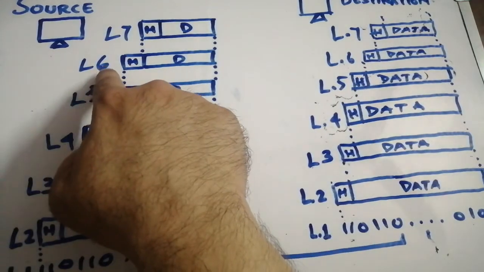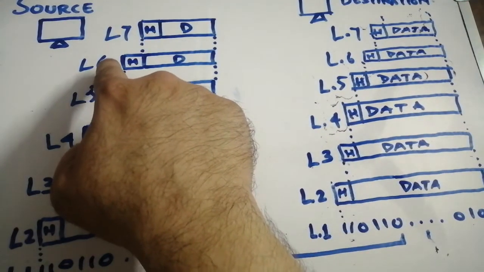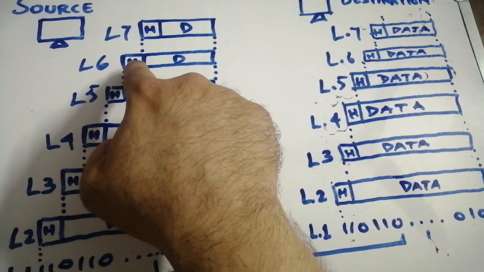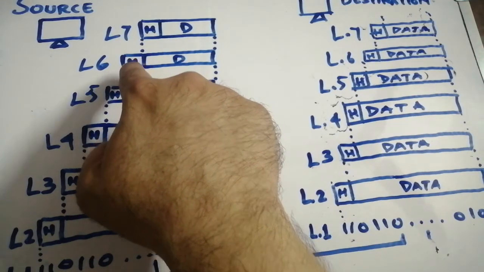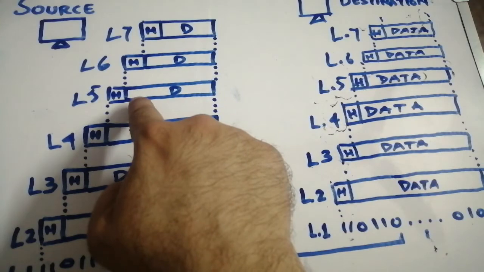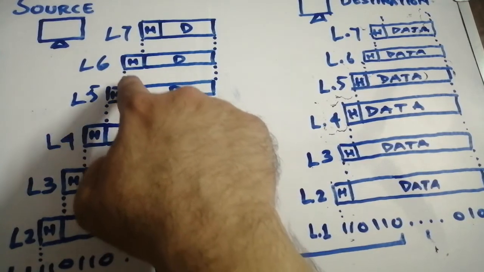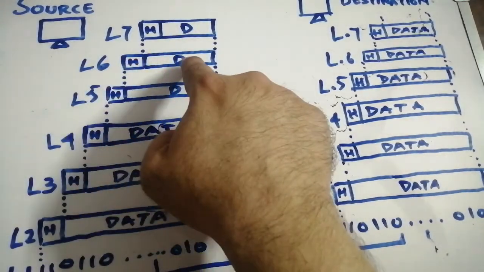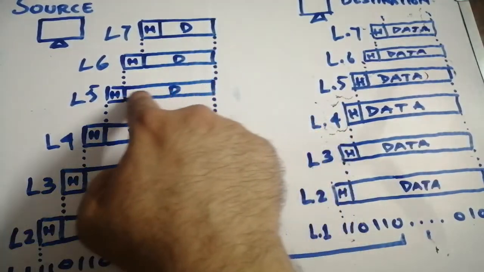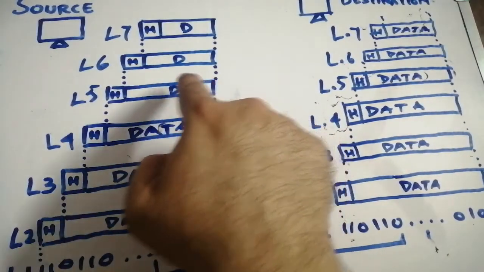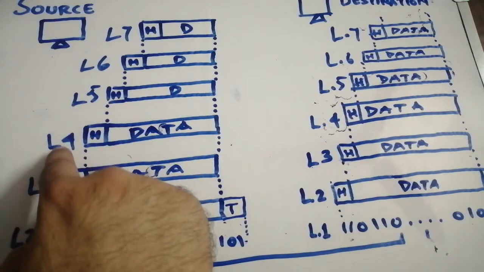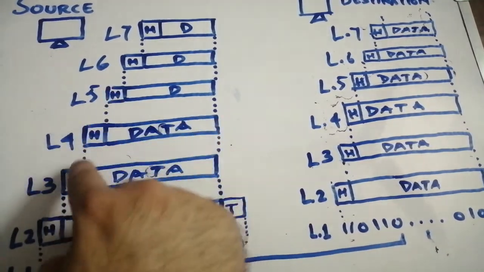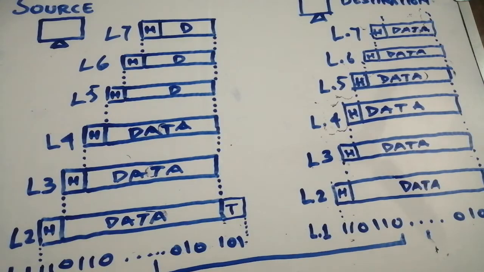Layer 6 or presentation layer will add its header information and will forward it to the session layer. You can see again that header plus data is data now. Each layer is adding its information with the data, except for layer number 2. It is not only adding its header but also the trailer.